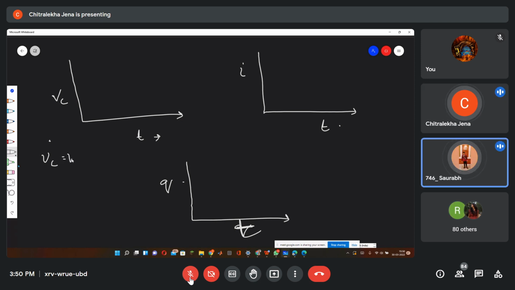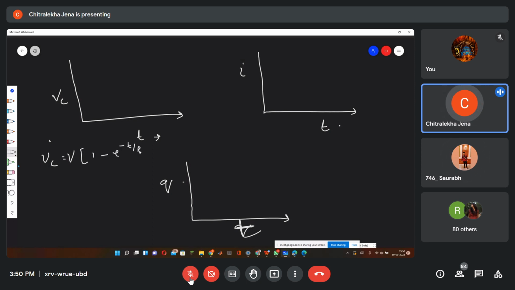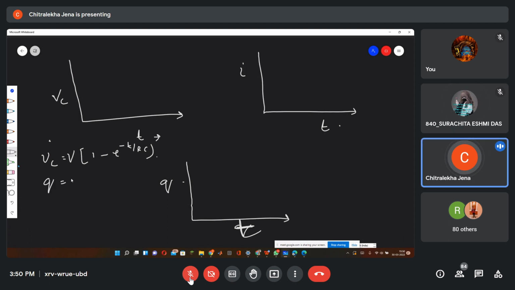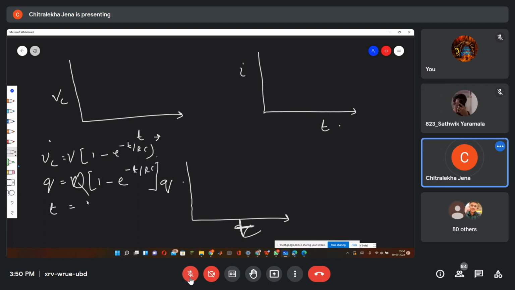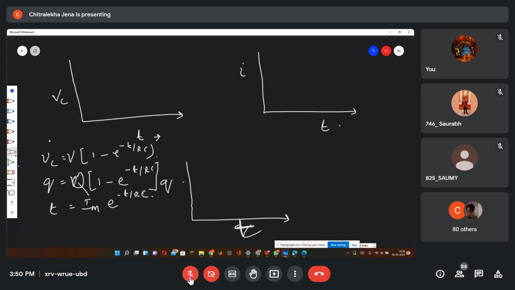V equals V naught into 1 minus e to the power minus t by RC. And Q is equal to capital Q into 1 minus e to the power minus t by RC. The current I equals I max into e to the power minus t by RC. Okay.